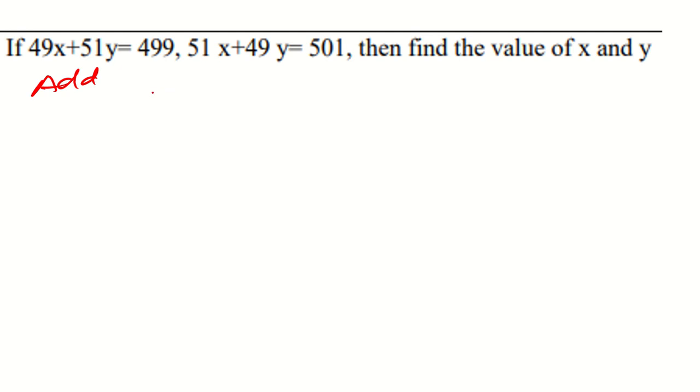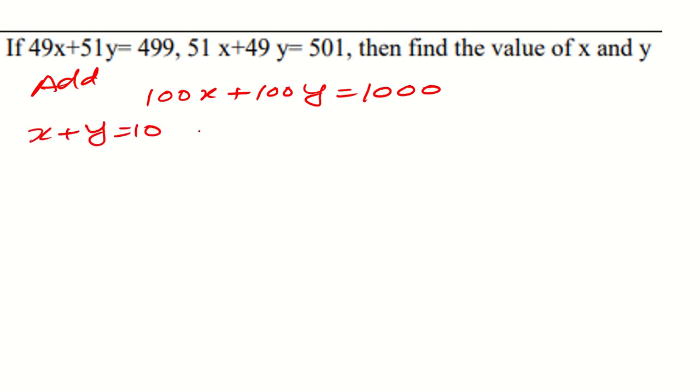49x plus 51x, I think it will be 100x. Check the calculation. 51 plus 49, again it will be 100y, is equal to 499 plus 501, which will be 1000. So you can divide this by 100. So x plus y will be equal to 10. This is one equation. See, we got a very easy equation.